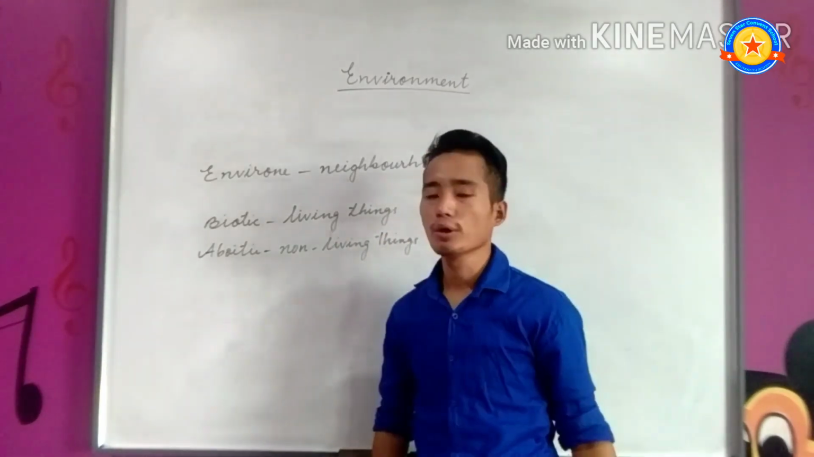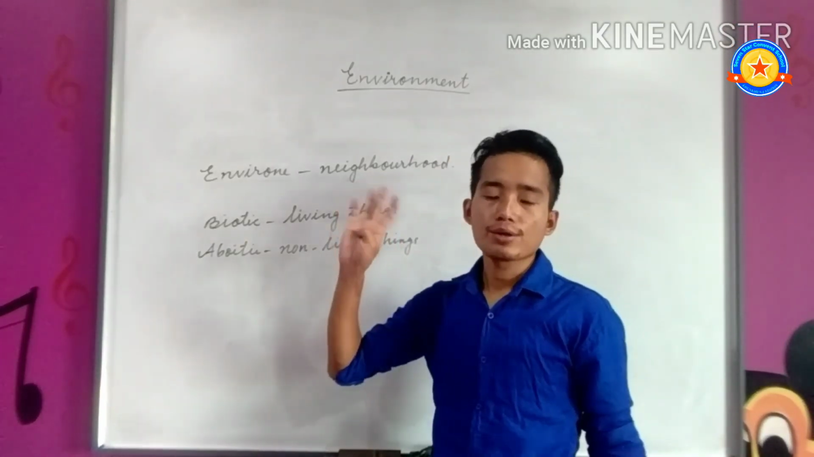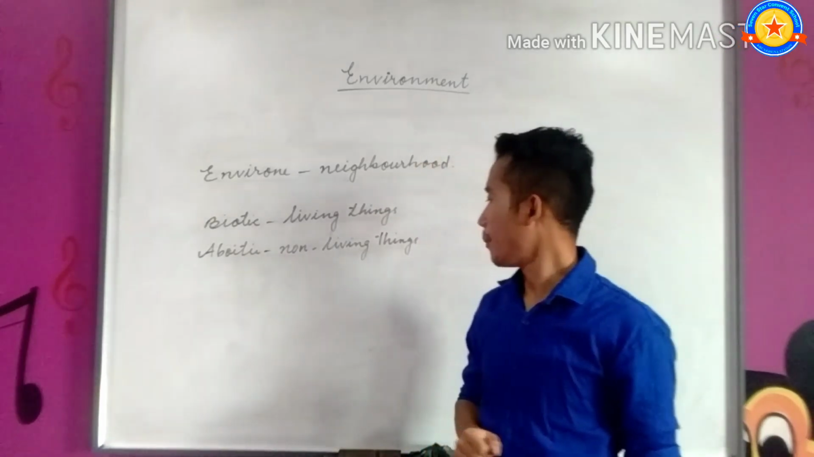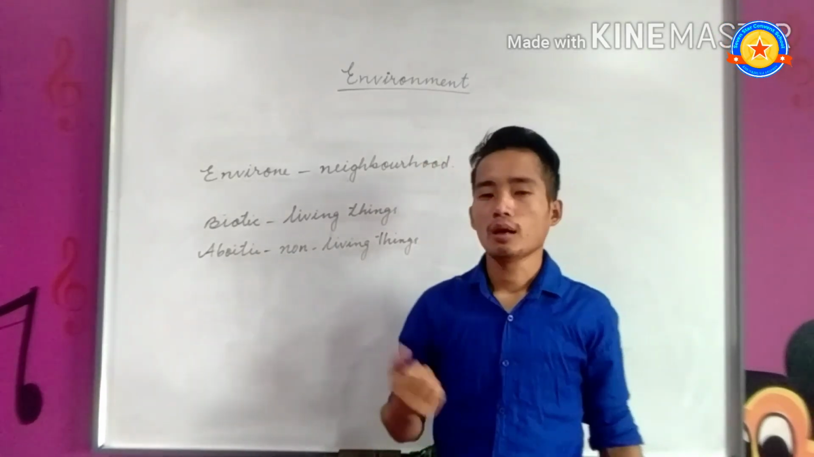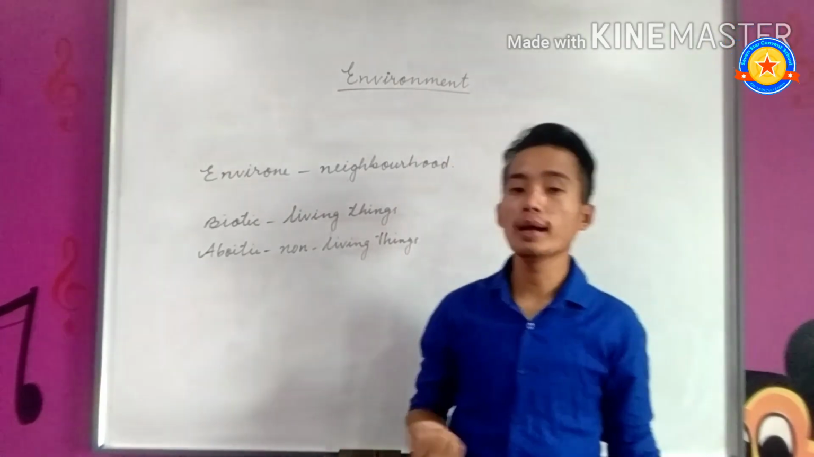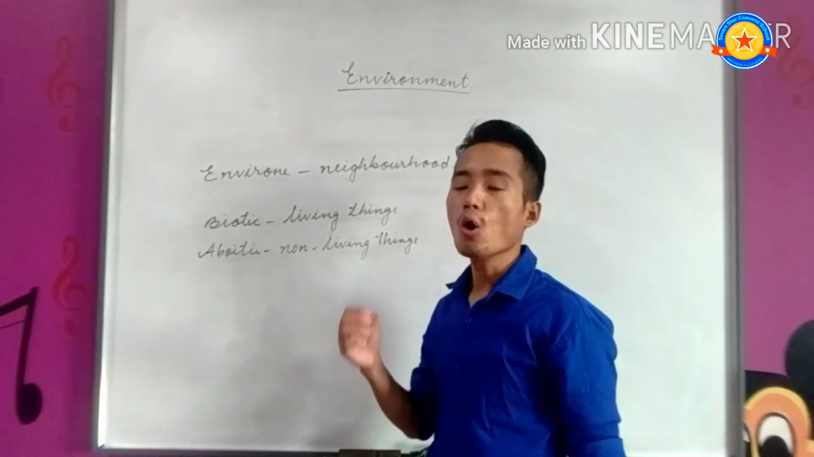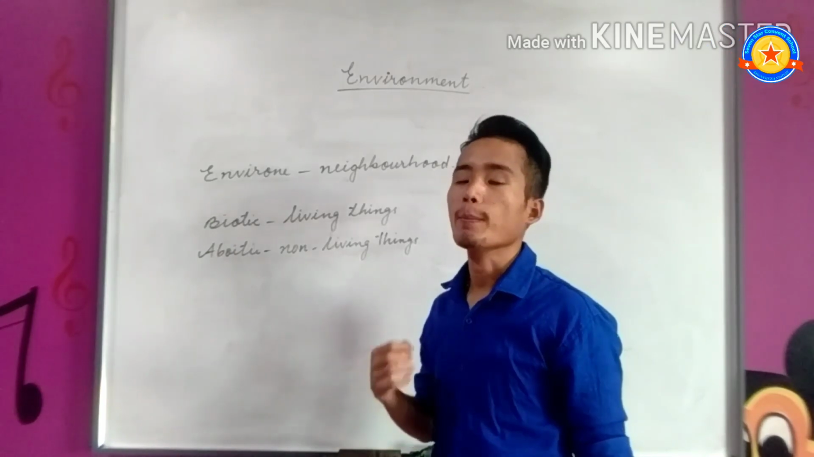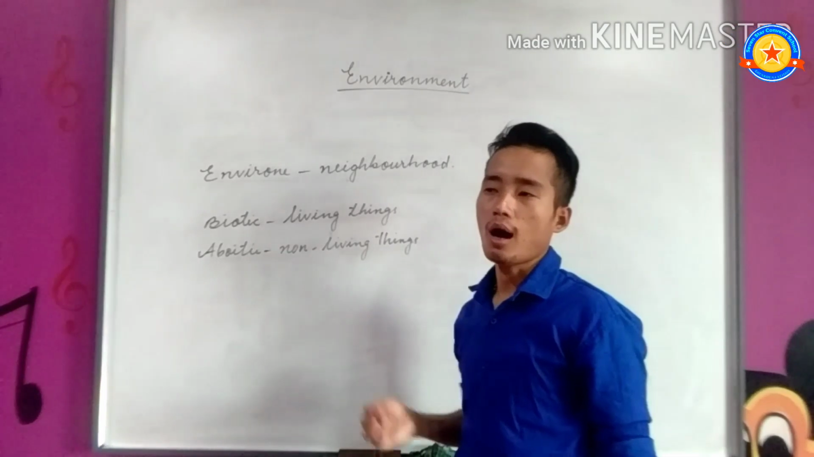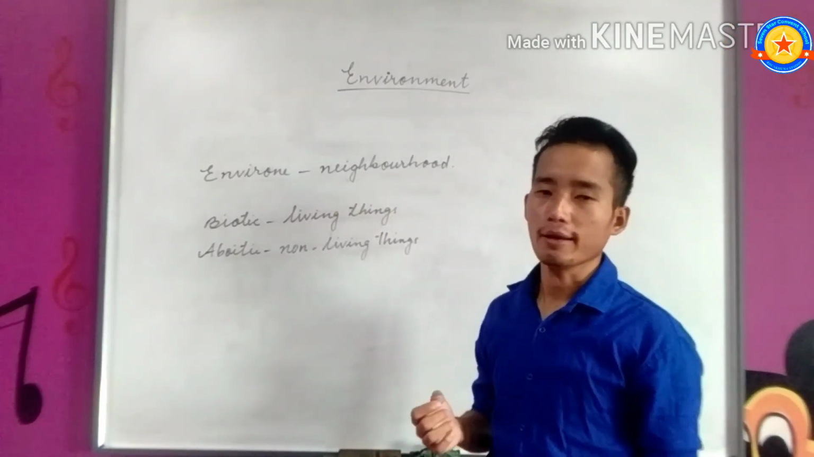Some of the examples of these biotic components are plants, animals and microorganisms, and some of the examples of these abiotic components are land, water and air. And the human-made environment consists of all the things that are made by human beings. For example, road, car, buses, electricity. These are the examples of the human-made environment.